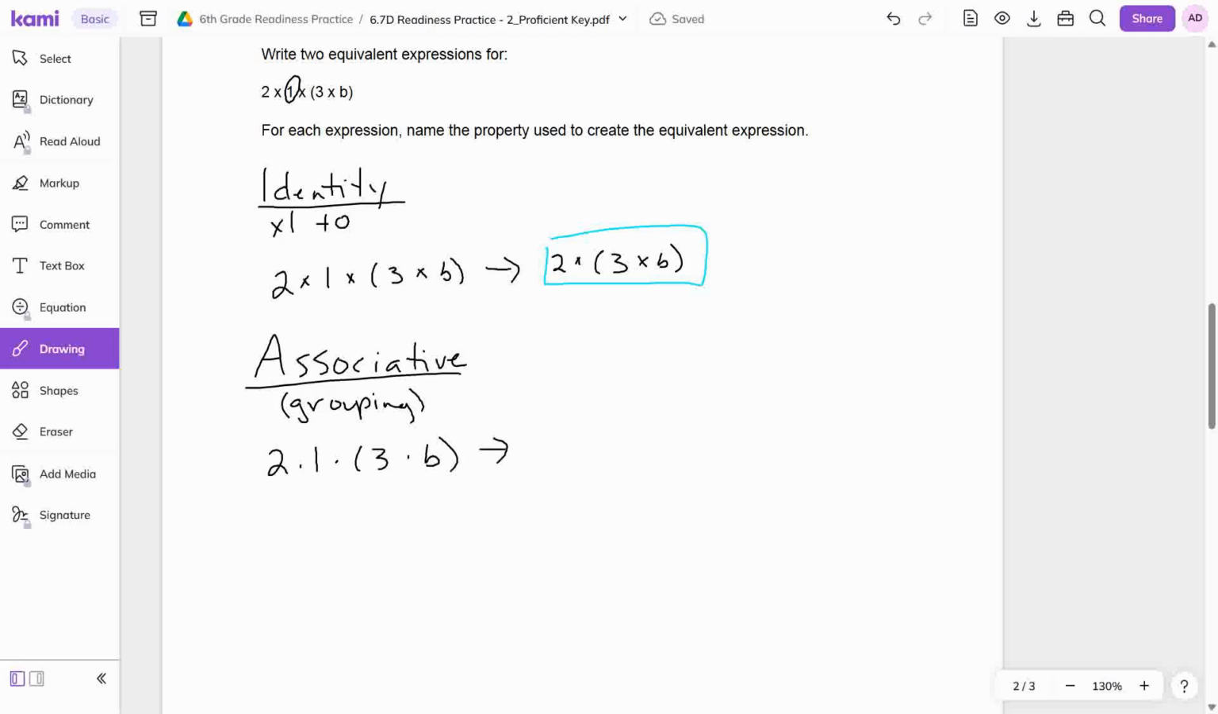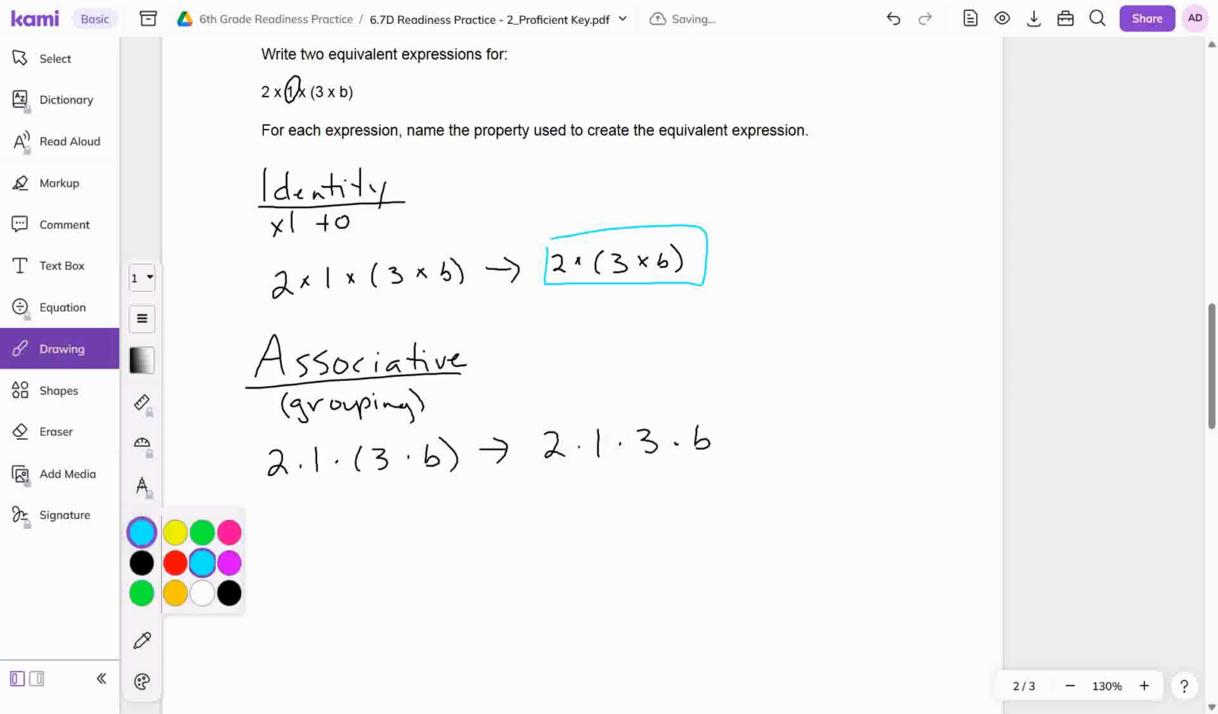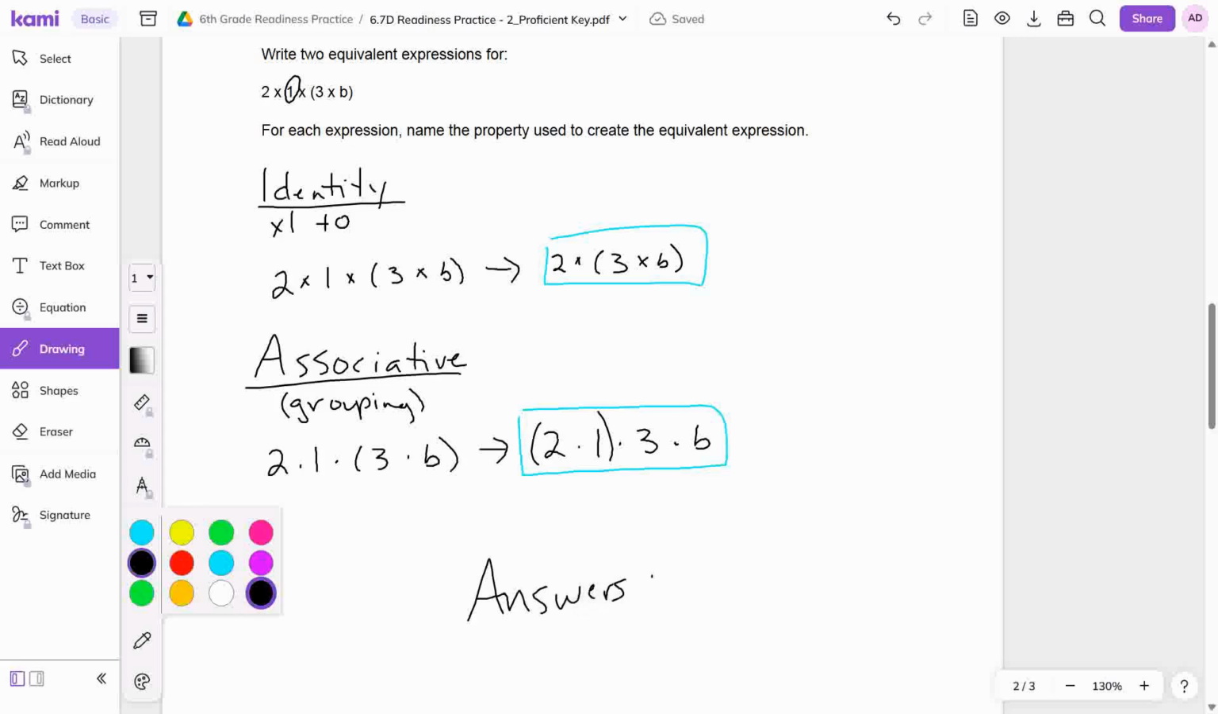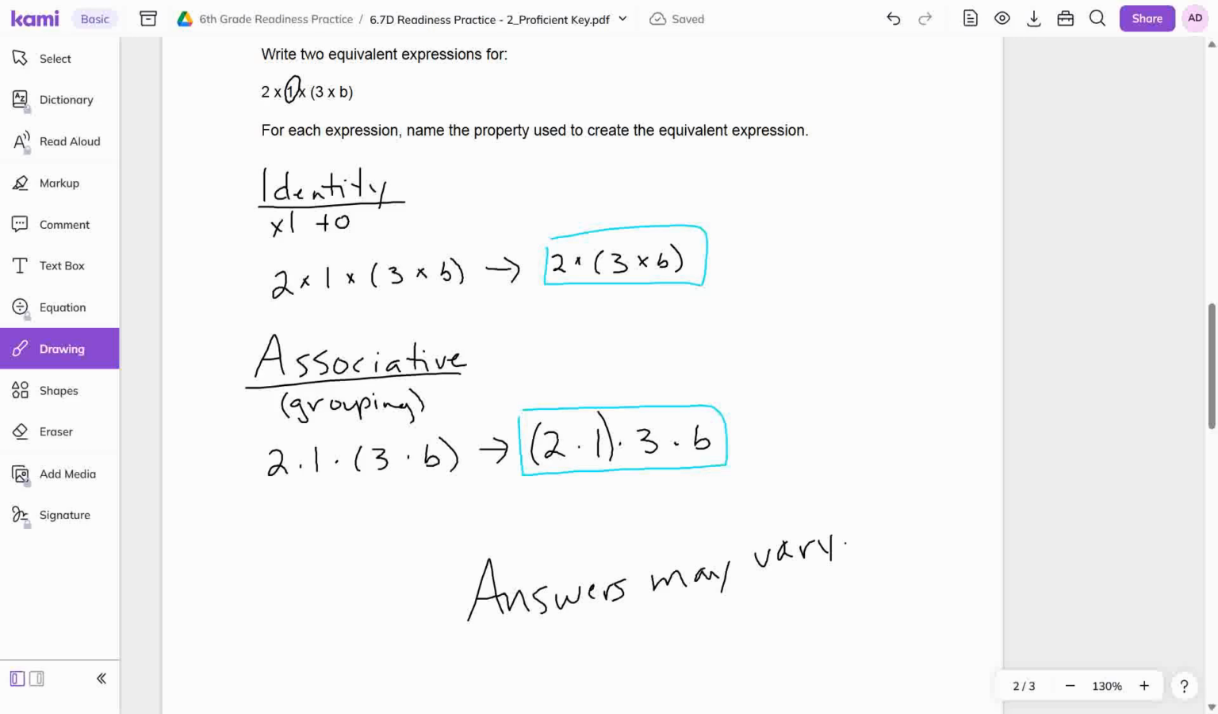So what I could do is change the grouping, and I can say 2 times 1 times 3 times b. I'm just going to keep everything in the same order, but let's say I want to multiply the 2 times the 1 first. Nothing's going to change. It's all going to end up being smushed together. So the associative property lets you just group things slightly differently. So those are two different possibilities. I will say that answers may vary because you could use the distributive property. You could use the commutative property because I've got the order, so you could just rearrange the order of these factors. And once again, everything stays the same.